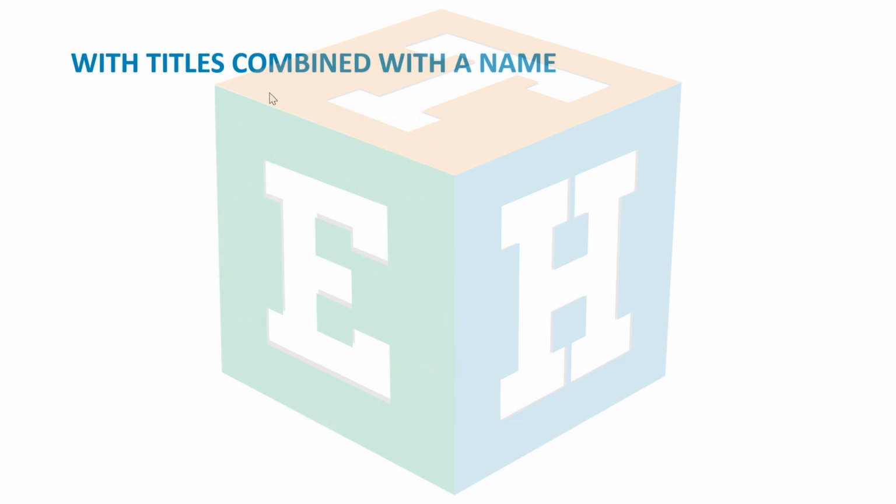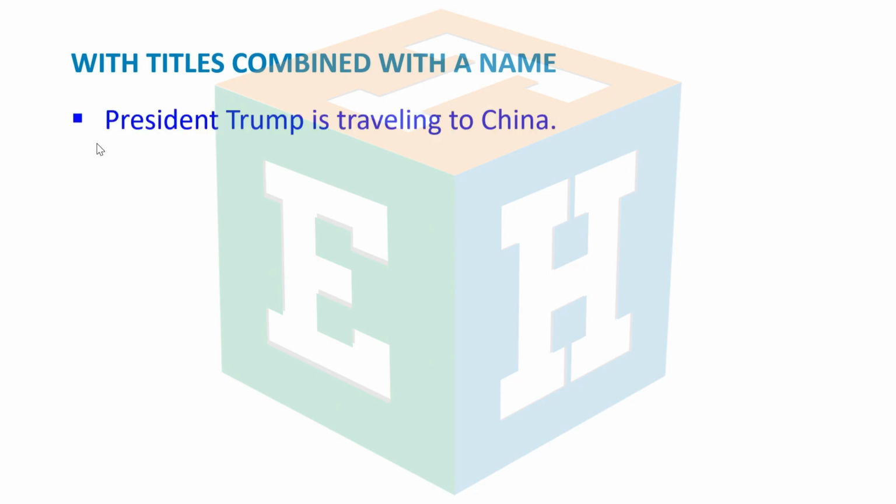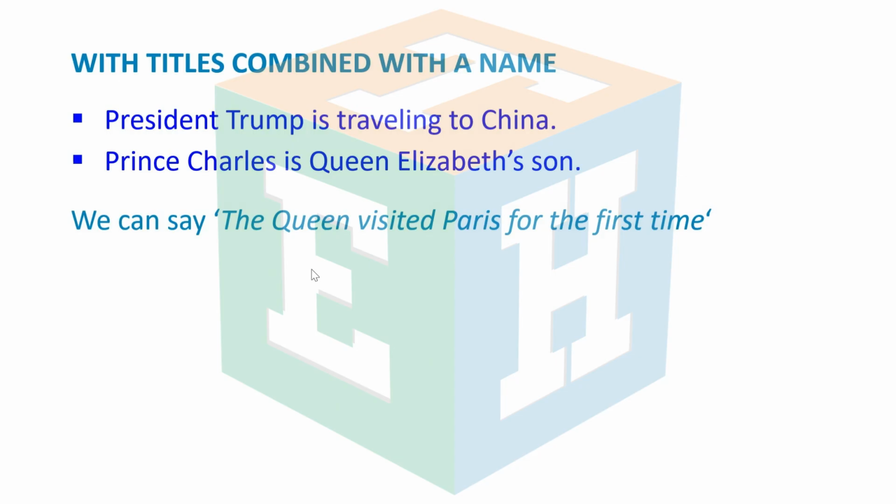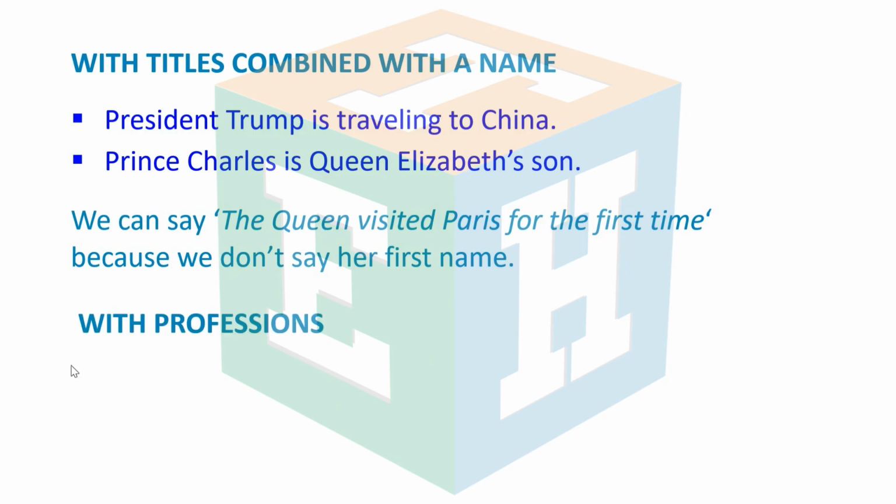With titles combined with a name. President Trump is traveling to China. Prince Charles is Queen Elizabeth's son. We can say the Queen visited Paris for the first time, because we don't say her first name.